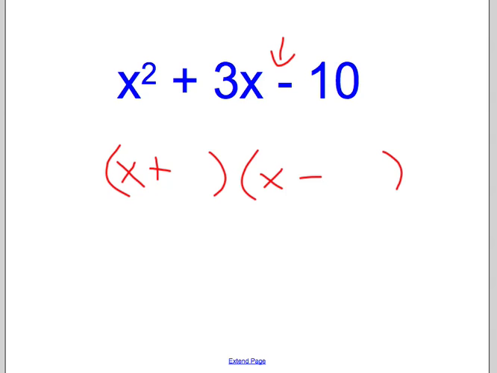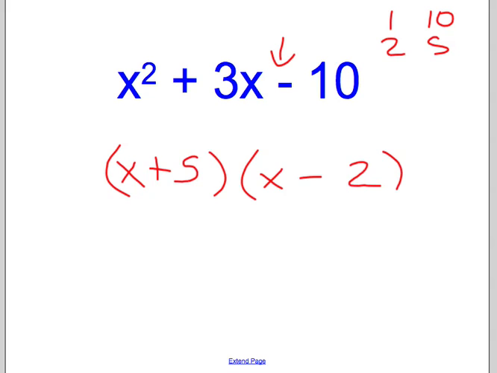Here's where we ask what factors of 10, which are 1 and 10, 2 and 5, have a difference of 3. 2 and 5 do. Then maybe it'd be easier to do this. The sign in front of the 3 is positive, so we put the bigger number with that sign. So 5 will go with the positive, and 2 goes with the minus.